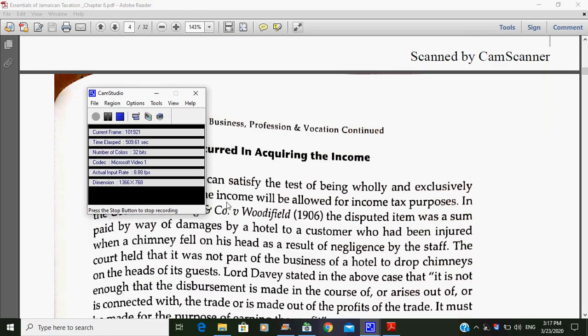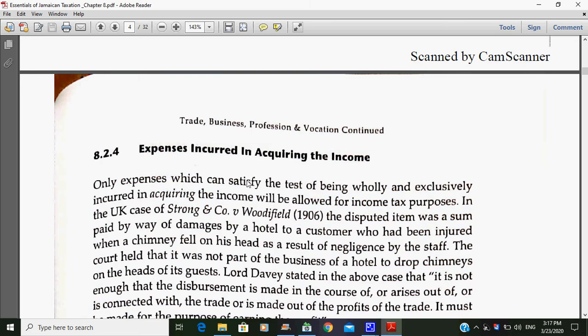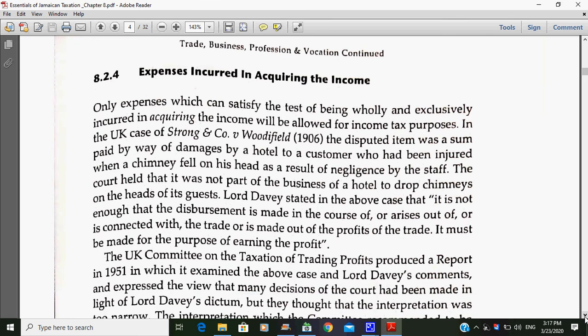It must be noted that only expenses which can satisfy the test of being wholly and exclusively incurred in acquiring the income will be allowed for what? Income tax purposes. In the UK case of Strong and Co versus Woodfield, the disputed item was a sum paid by way of damages by a hotel to a customer who had been injured when a chimney fell on his head as a result of negligence by the staff.